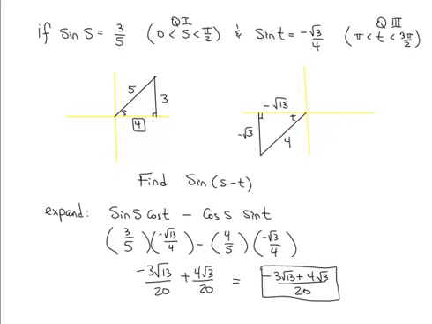So that's the way those work. You're going to have a different picture for each of the angles that are involved. Draw the picture with the triangle, make sure you put it in the proper quadrant, use the Pythagorean theorem to fill in the missing sides, and then you expand and go from there.